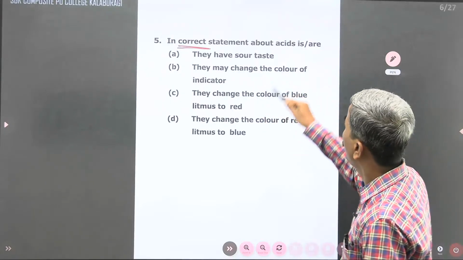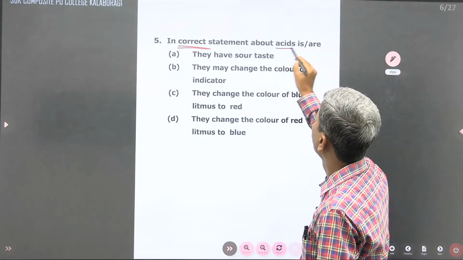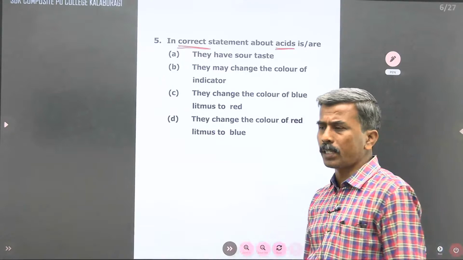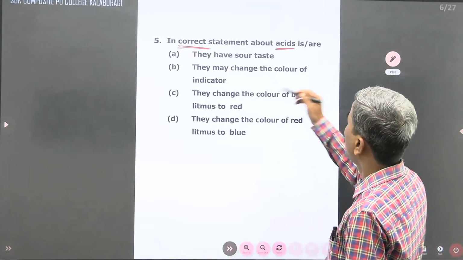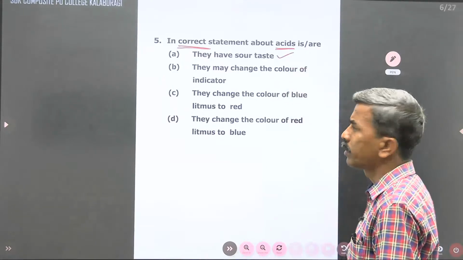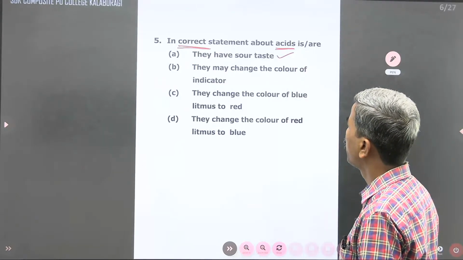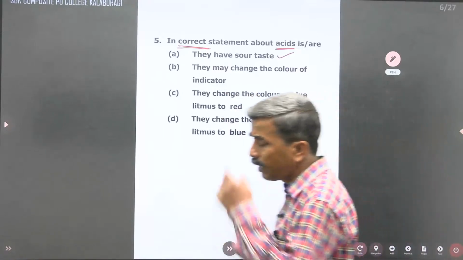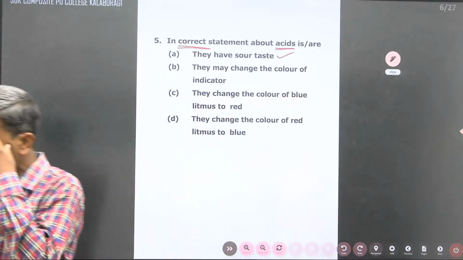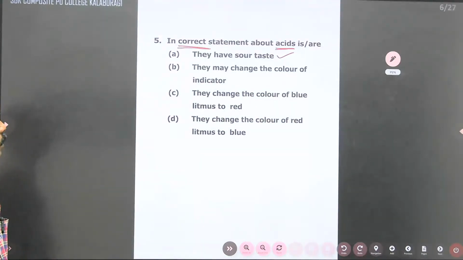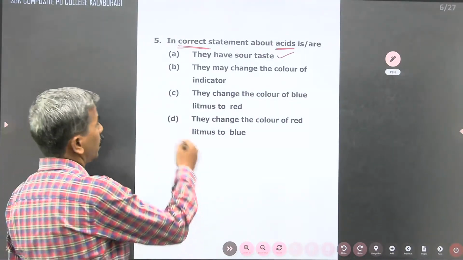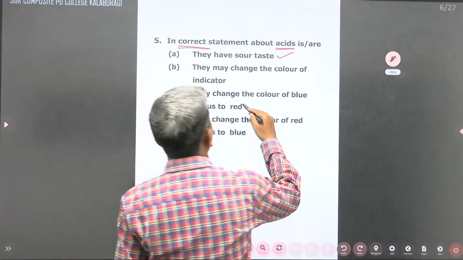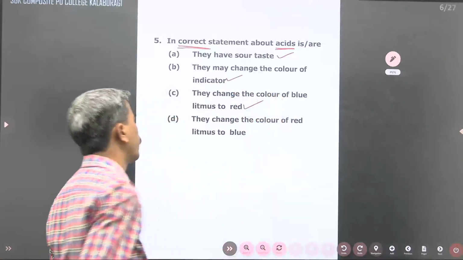It is exclusively related to acids. Under the general properties of acids, I have already said these acids will have a sour taste. This is a correct statement. Next, they may change the color of the indicator, definitely. Next, they change the color of blue litmus paper into red. This is also correct.